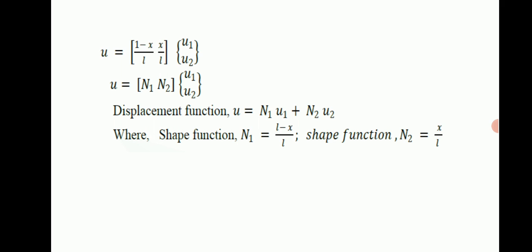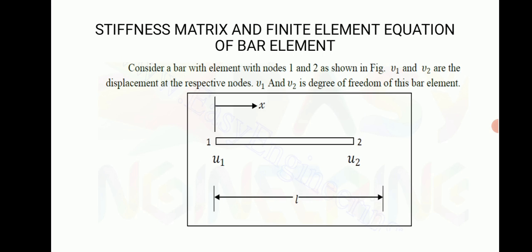So like this we can form this equation as U is equal to the matrix of (1 minus x by L), x by L, and U1 U2. So 1 minus x by L is n1 and x by L is equal to n2. This is the shape function of this bar element, where shape function n1 is equal to (L minus x) by L and shape function n2 is equal to x by L.